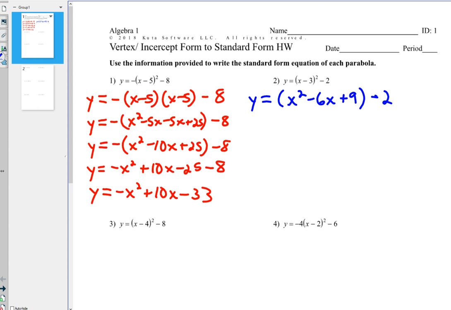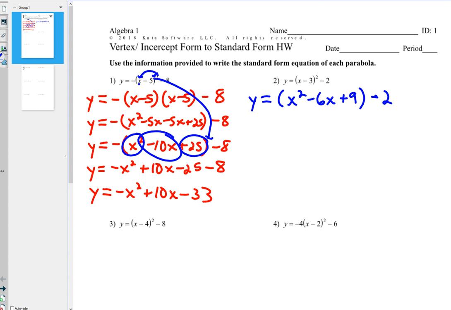If I wanted to do the first one this way, what's x squared? x squared. What's negative 5 squared? Positive 25, because negative times negative is positive. Then times each other: x times negative 5 is negative 5x, but then always times 2, negative 10x. So that just gives you a shortcut to get from here down to there. I'll do it whichever way you want.